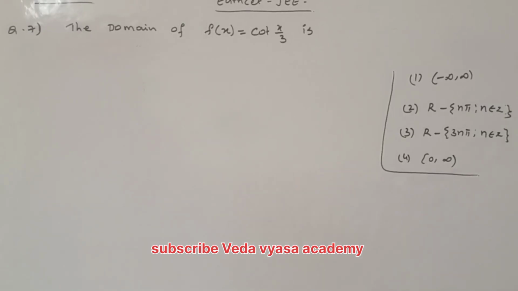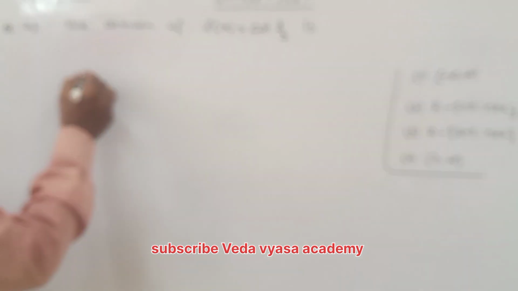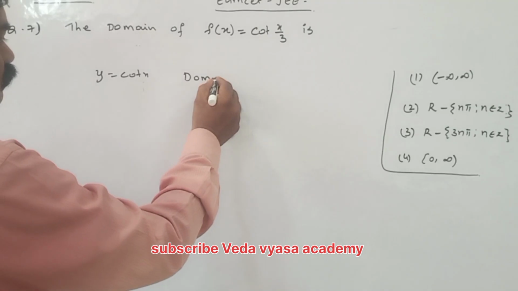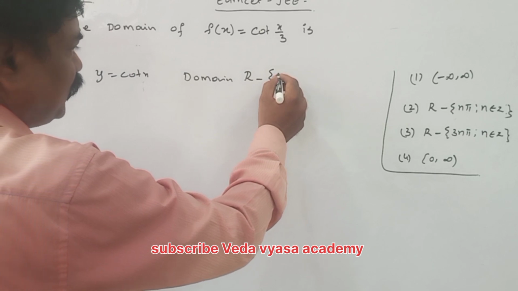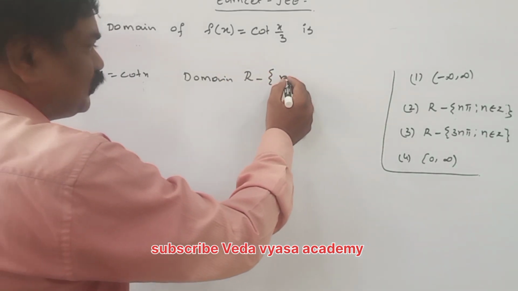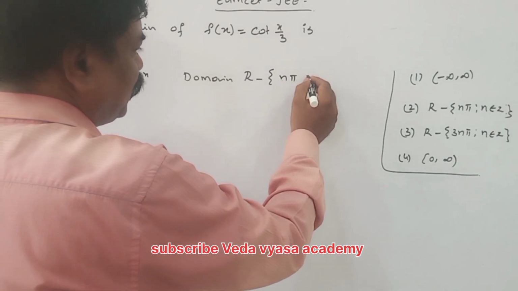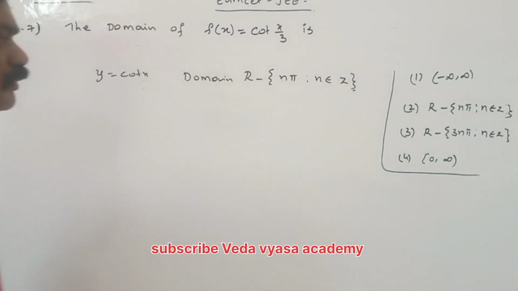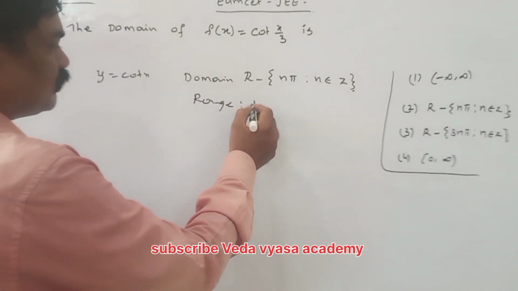One more problem on functions. The domain of f(x) = cot of x by 3 is. So generally y = cot x. Domain is R minus the set n pi, where n belongs to integers Z. This is the domain of cot x, and range is R.